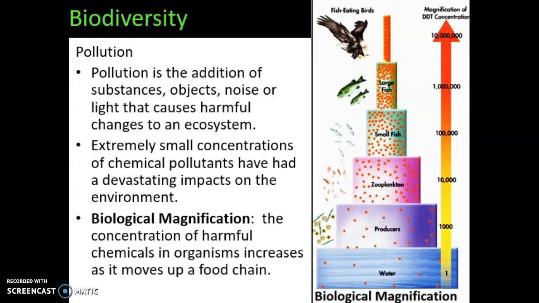pollution. Pollution is the addition of substances, objects, or noise that can be harmful to the ecosystem. Again, small concentrations of pollutants have big effects on our environment. In the 1940s, the United States was spraying this chemical called DDT. DDT, we found, is really good at killing insects like mosquitoes, which is good for preventing malaria.